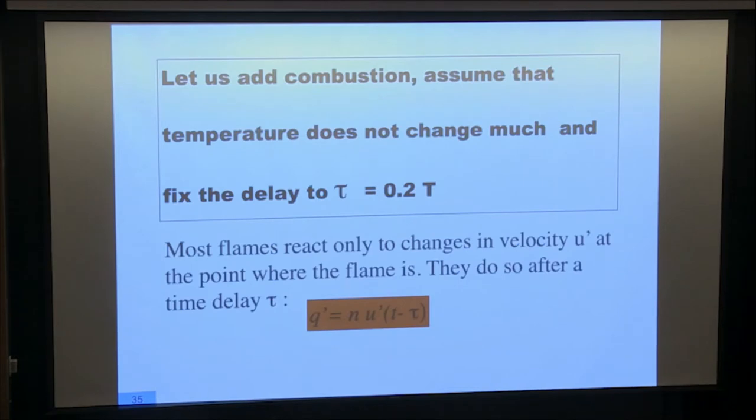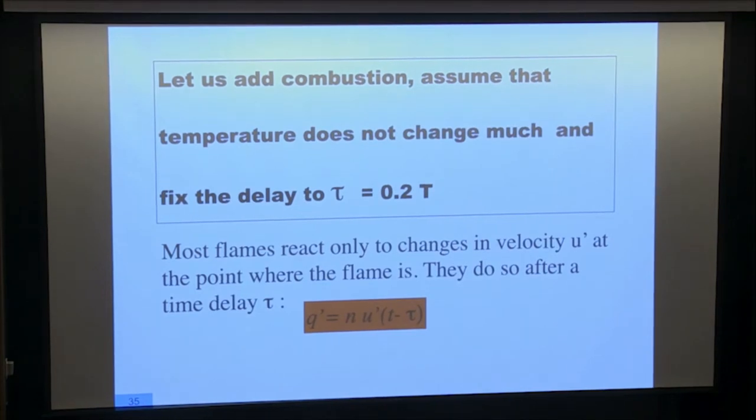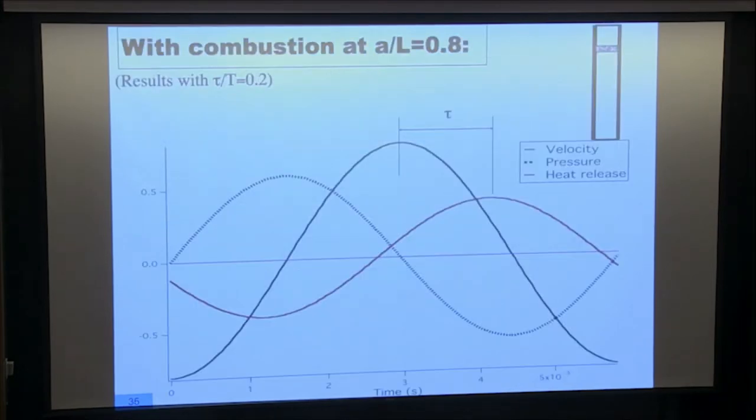So now we put combustion on. And we start by saying that combustion will have a time delay of 0.2 times the period. This is a typical order of magnitude for these delays. They are usually not that big, okay? The flame reacts rather fast. So if you now put a flame in the system, you can plot as before the pressure and the velocity, and the heat release is the red curve, which is the same curve shifted by tau. And now the question for Rayleigh is: is this curve in phase with pressure?